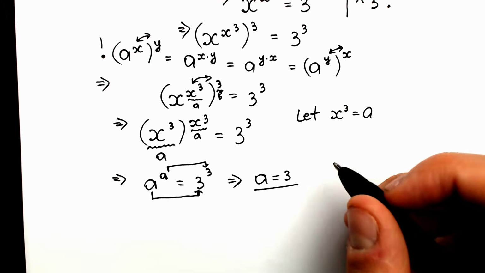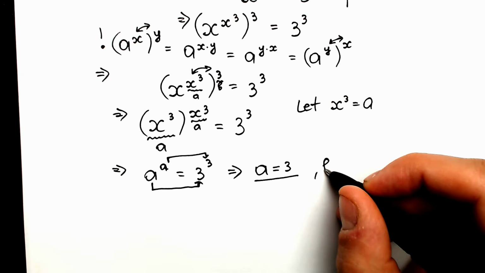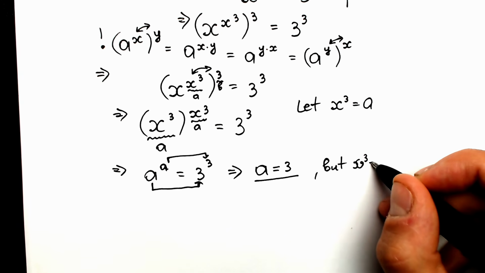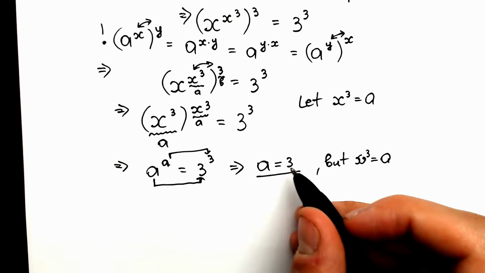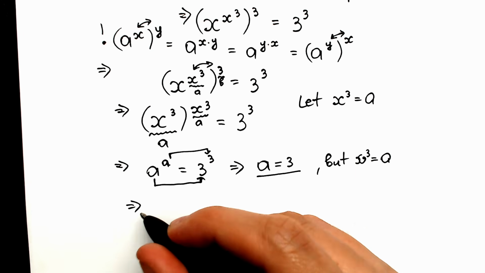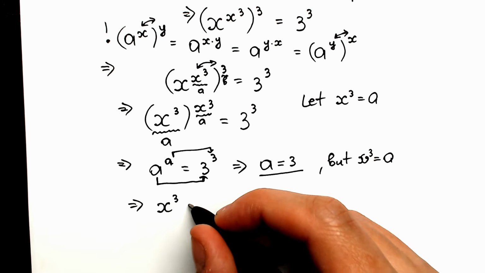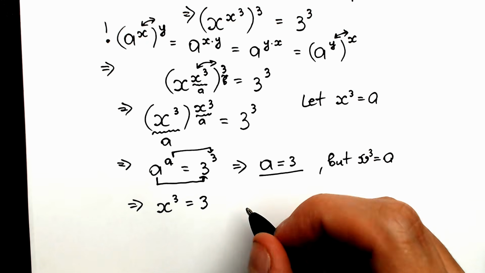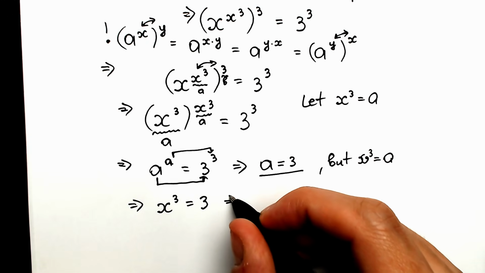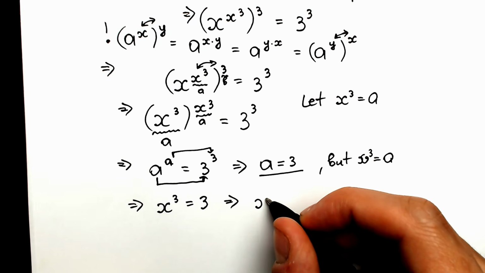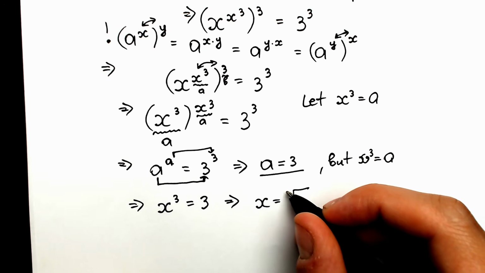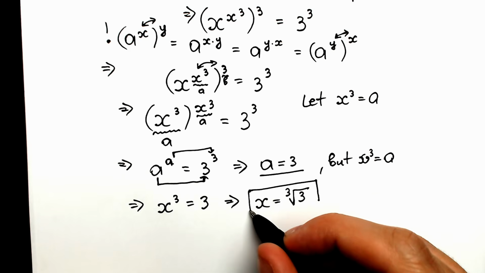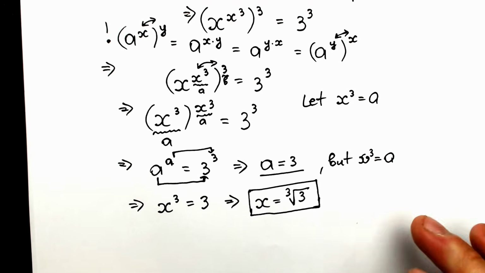So x cubed equal to a, as a result we have x cubed equal to 3. And of course we can easily apply the cube root on both sides. As a result, our x is equal to the cube root of 3, and this is our root to this question. Okay, let's check it.